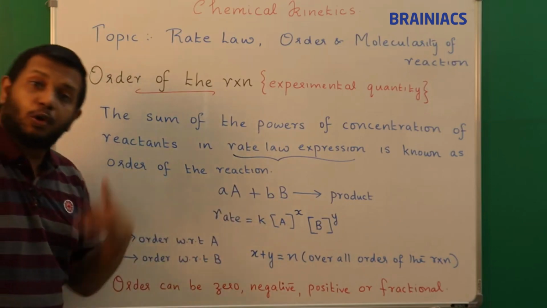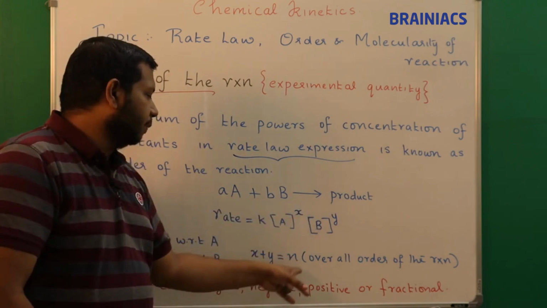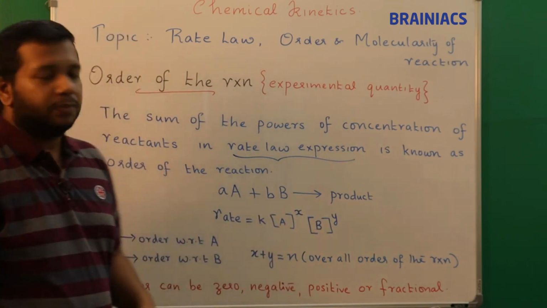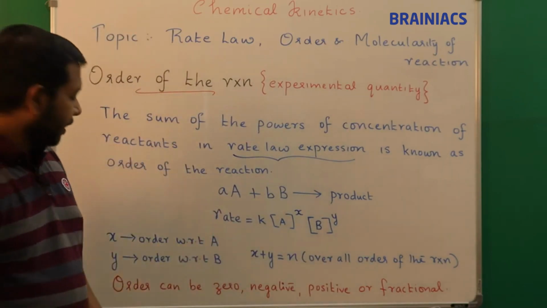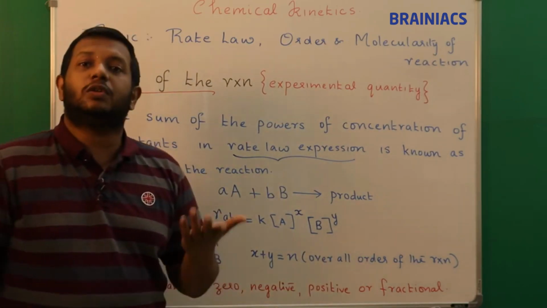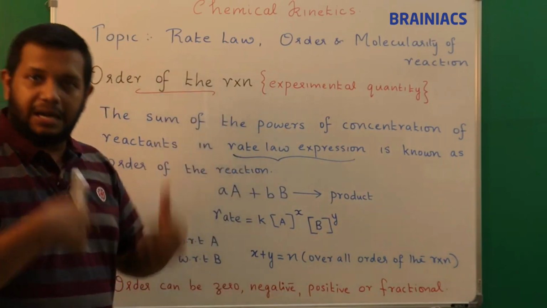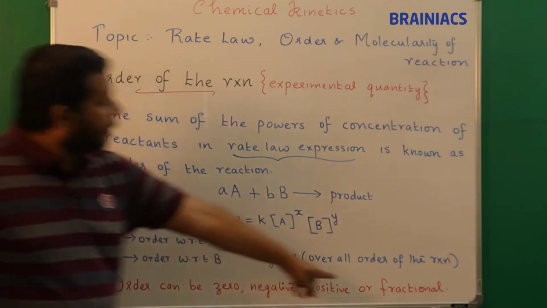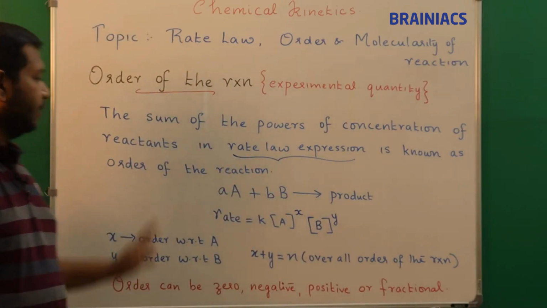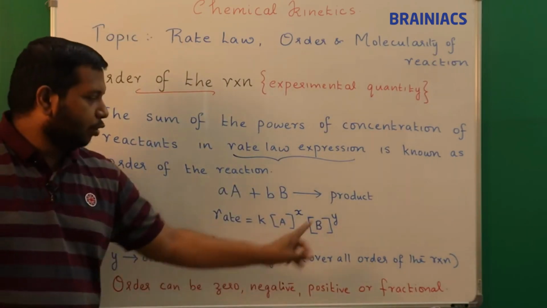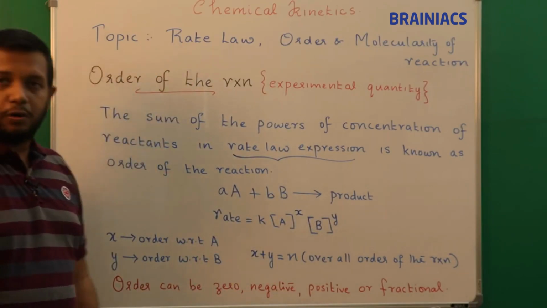Then what is the overall order of the reaction? x plus y. I am denoting that x plus y by the letter small n. So small n denotes the overall order of the reaction. And please remember that this order is an experimental quantity, so it can be 0, or a positive value, or a negative value, or even a fractional value. For example, 3 by 4, 1 by 2, anything. Understood? So please remember that order can be 0, negative, positive, or fractional. I hope you understood what the order of the reaction is.